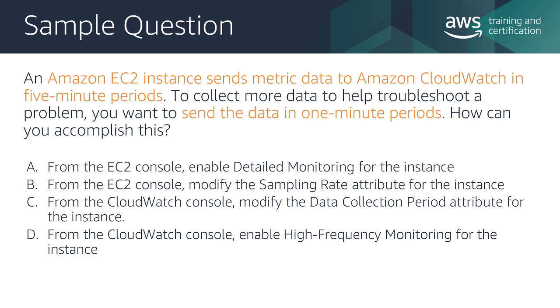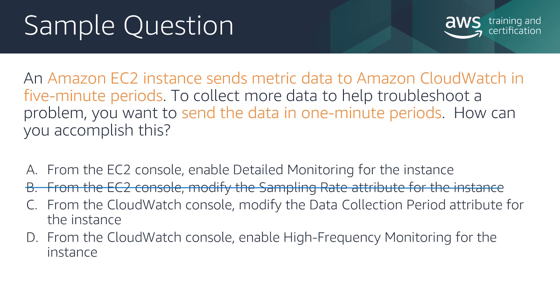Well, let's go ahead and eliminate some distractors right off the beginning. So we look at B. From the EC2 console, modify the sampling rate attribute for the instance. There is no attribute called sampling rate. Therefore, we can go ahead and eliminate option B. We also can eliminate the idea of D, high frequency monitoring is not an element. And in the CloudWatch console, we don't modify the data collection period because the idea of metrics is it's a push. CloudWatch does not pull.